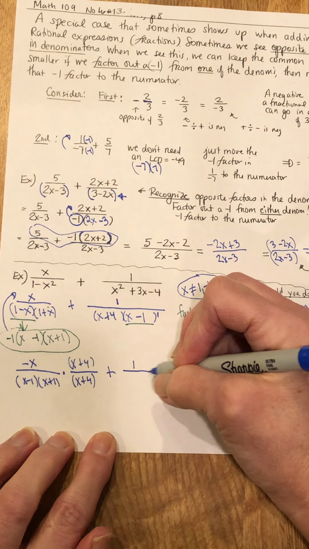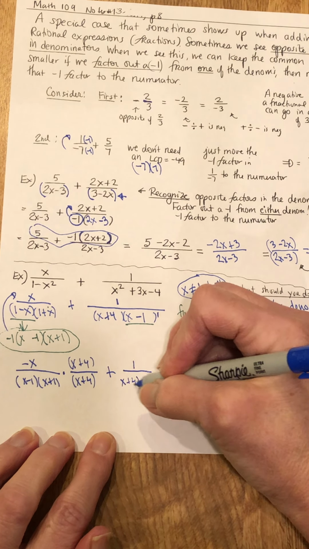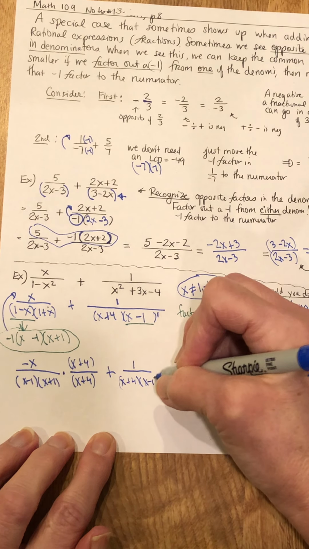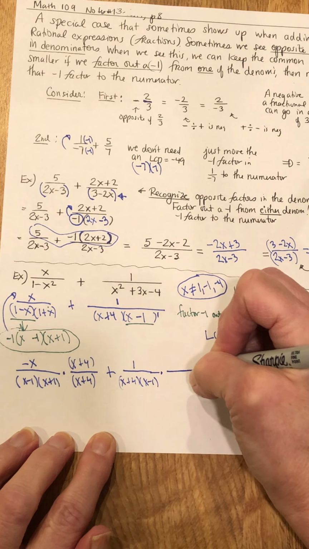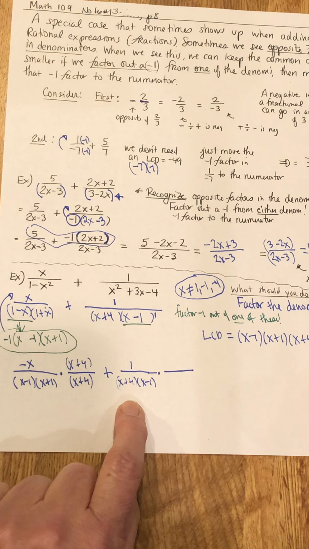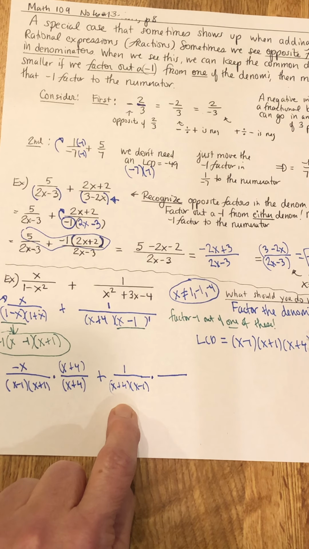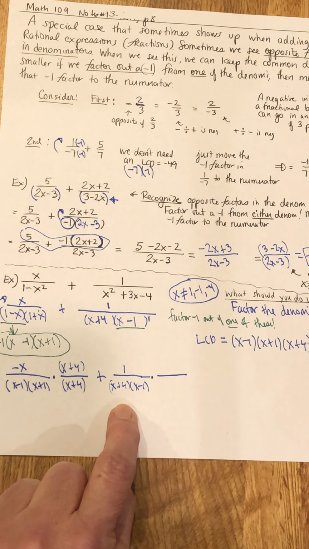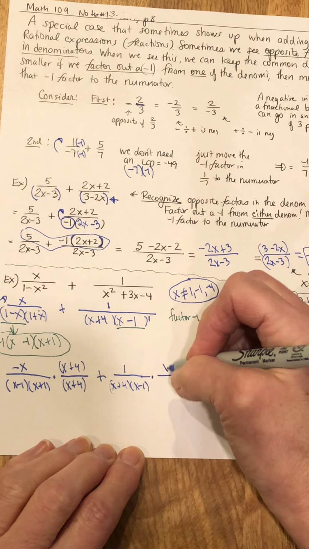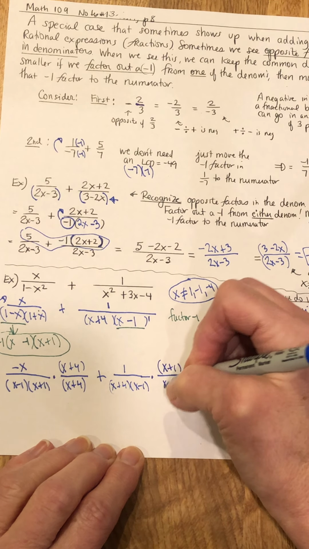okay, the second fraction. This is what it looks like now. Here's the factors that it has in the denominator. Here's the factors that I need. Which factor is it missing? The x plus 1. So I multiply that top and bottom by x plus 1.